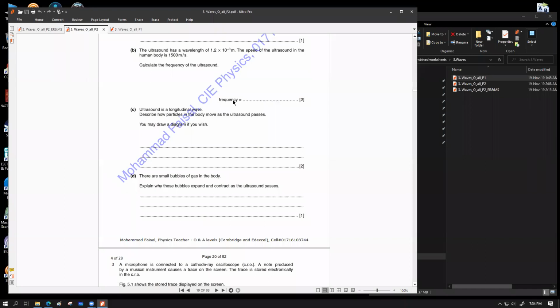As I was saying, question D says there are small gas bubbles in the body. Explain why these gas bubbles will expand and contract as the ultrasound passes. All right, try to understand. Essentially, what does it mean? How does the longitudinal wave travel from one place to another? It produces a series of compressions and rarefactions within the medium.